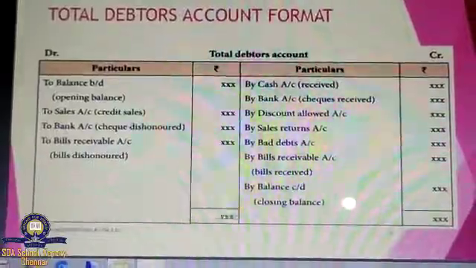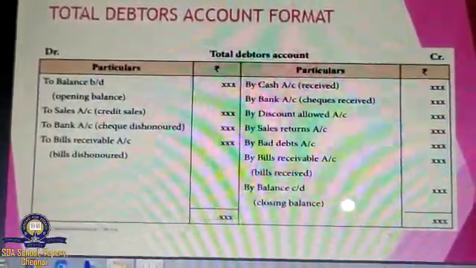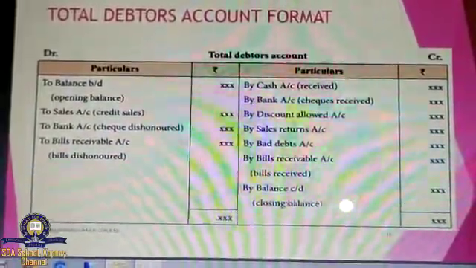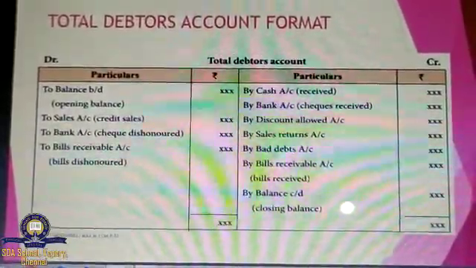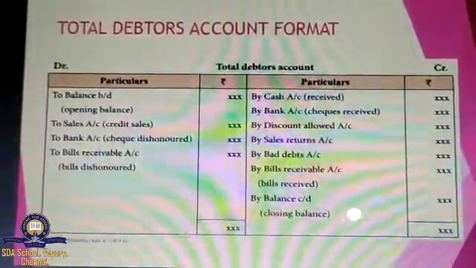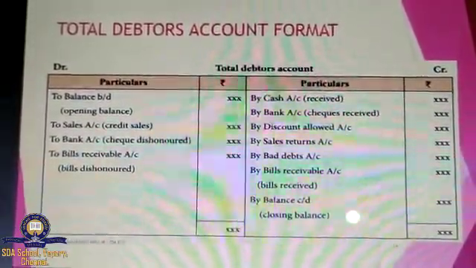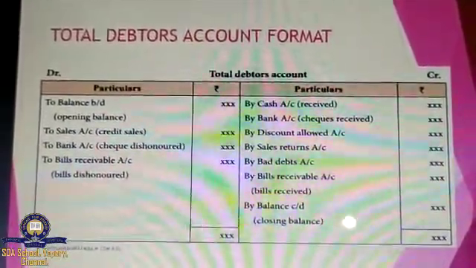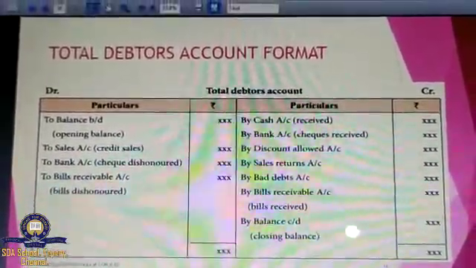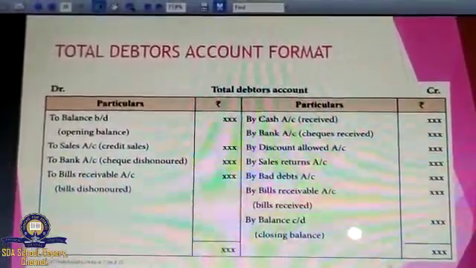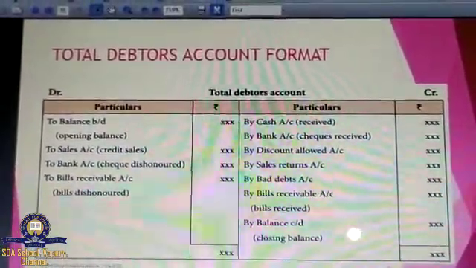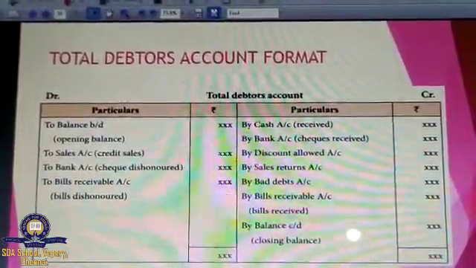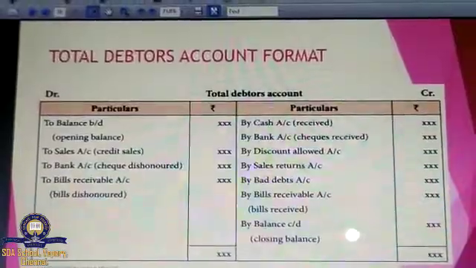In the debit side, we can see to bank account, cheque dishonor. Suppose you gave the cheque to the bank and it is dishonored. Then you have to enter it on the debit side as to bank account, cheque dishonor. The next one is to bills receivable. Bills receivable means that on the due date they did not pay it. So that is said to be the bills dishonor.